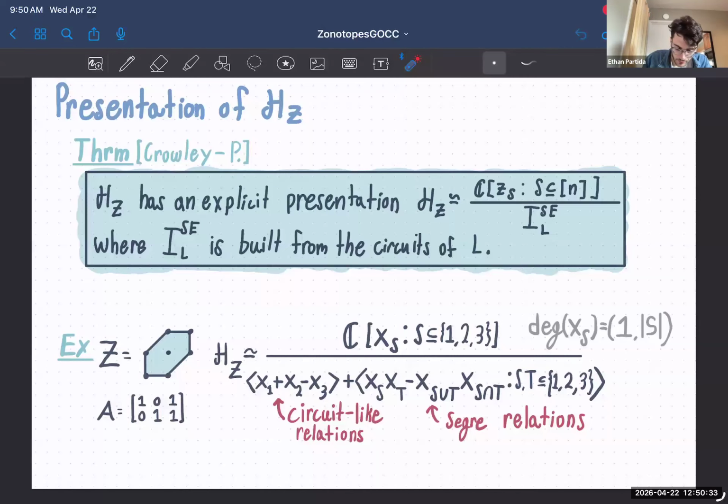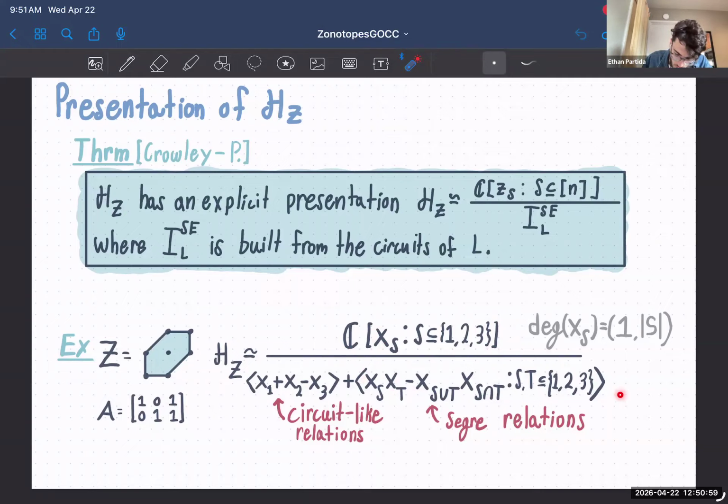So what are we going to do? I'll illustrate it just on an example. We take the variables and index them by subsets of the column set. So we'll have 2 to the 3 variables in this example, 8 of them. The degree of each variable is 1, with the t coordinate, and the size of the subset in the q coordinate. And I'm going to quotient by a sum of 2 ideals.